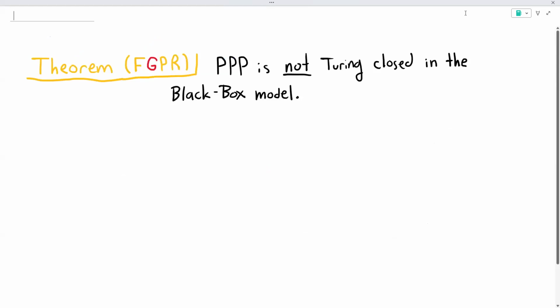Okay, so what does our work show? We show that PPP is not Turing closed, but in the black box model.